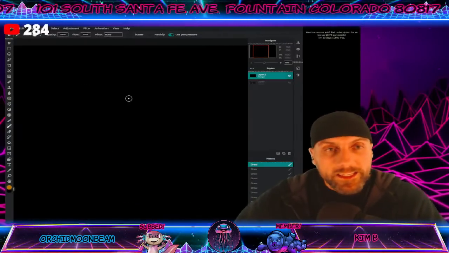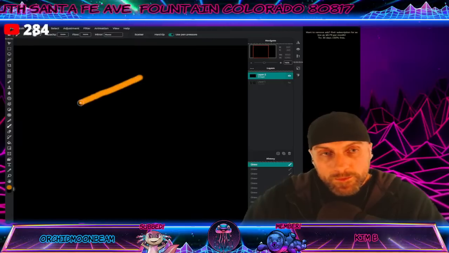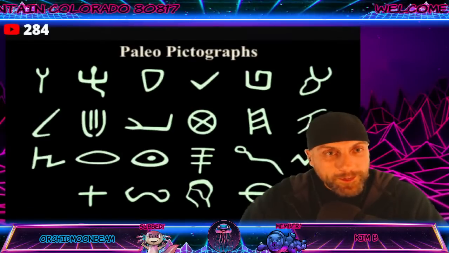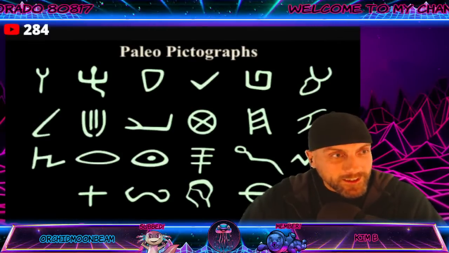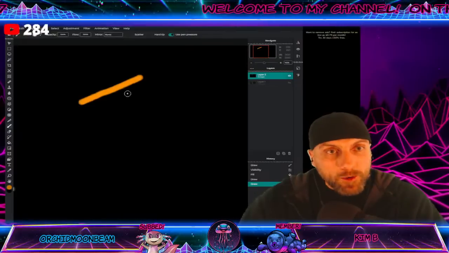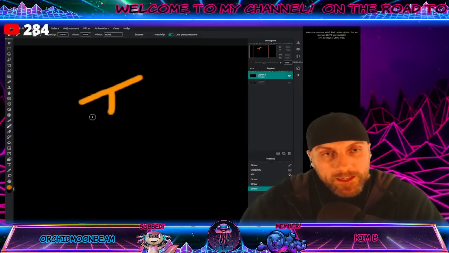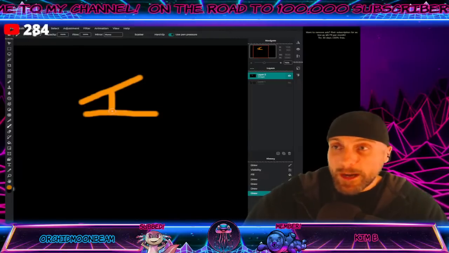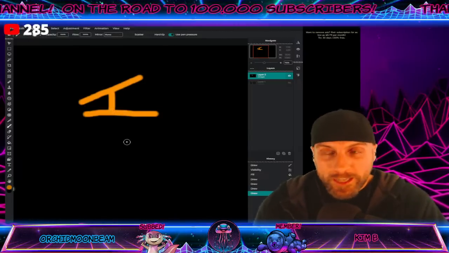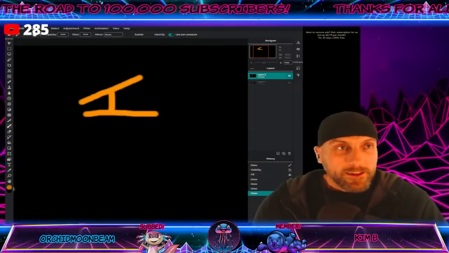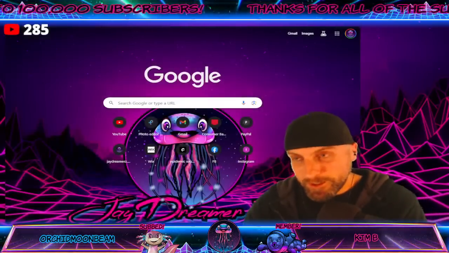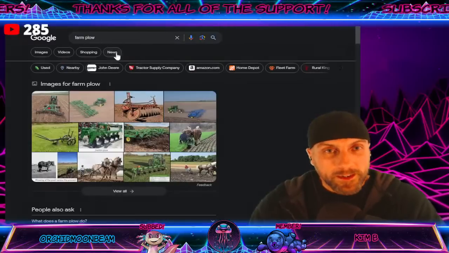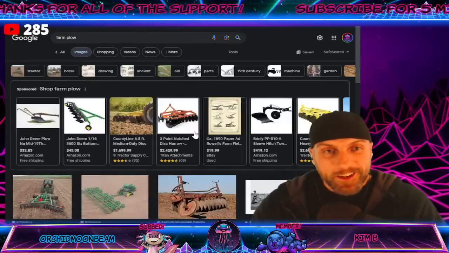So basically, it's a picture form of, how do I draw it? Hold on, let me make sure I can draw this correctly here. Of a plow, basically, is what it was. Okay, so this was an old plow. I'm doing my best to just draw it. I don't really know exactly how to draw a plow. Let's look up a picture of a plow, actually. Farm plow. There we go.